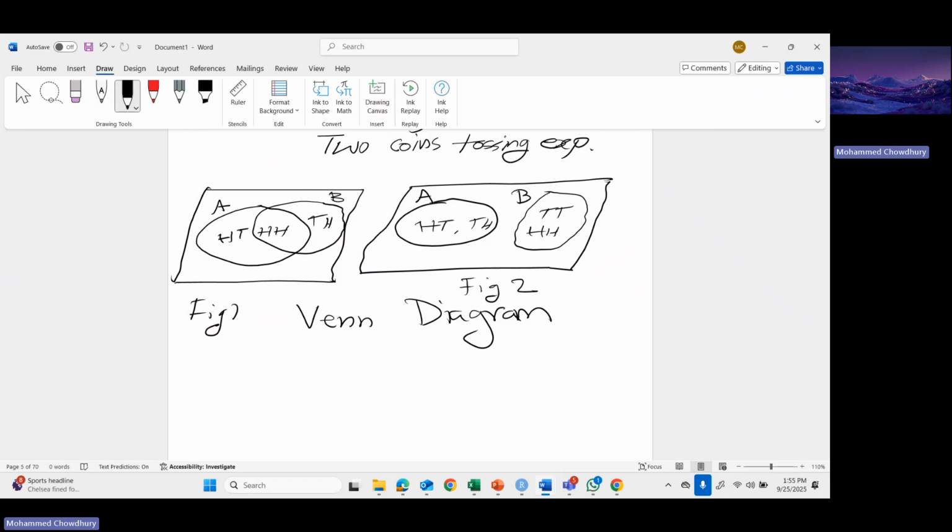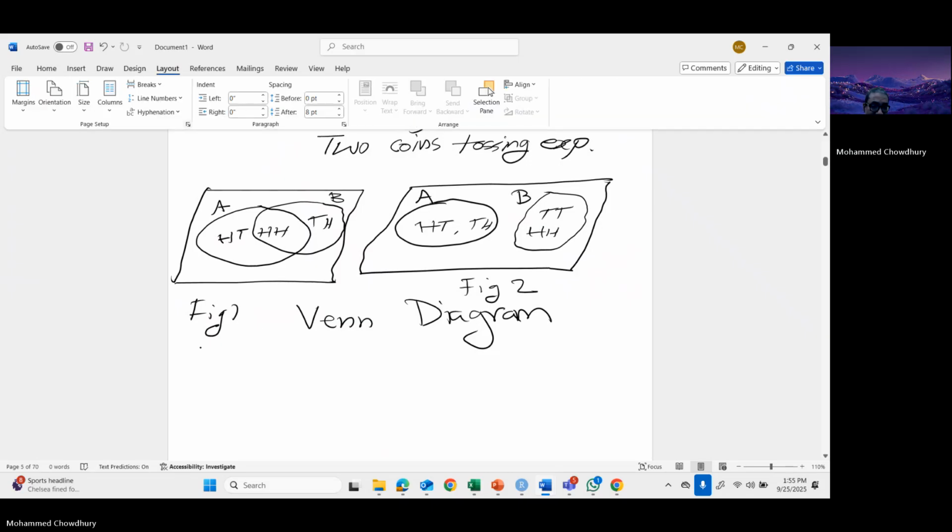Say you and I are gambling with 2 coins. If both of them appear like this, I will win, or if one head appears, you will win. Understand? So that is mutually exclusive, and that is dependent. Now let me show you the formula.